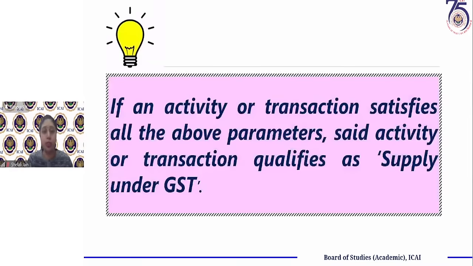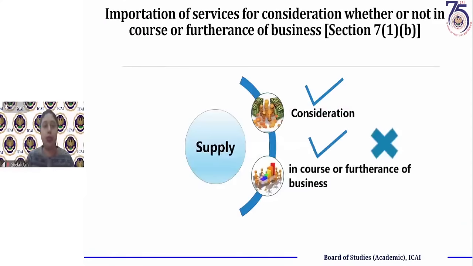So there are three tests which a transaction has to pass. First, it should be undertaken in goods or services. Second, it should be for a consideration. And third, it should be for business purpose. So these three tests it has to pass. If an activity or transaction satisfies all the above parameters, then said activity or transaction qualifies as supply under GST, subject to the other exclusions and exceptions, which we will be discussing now.